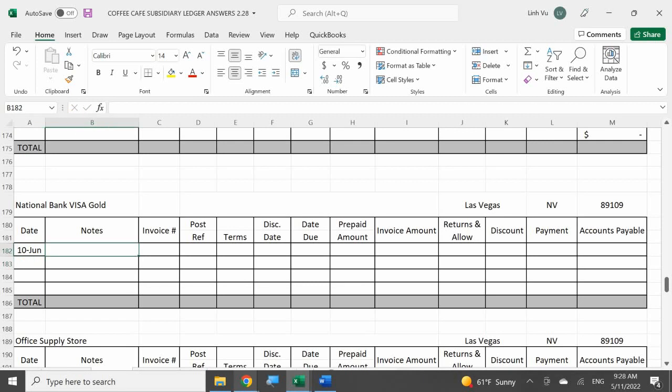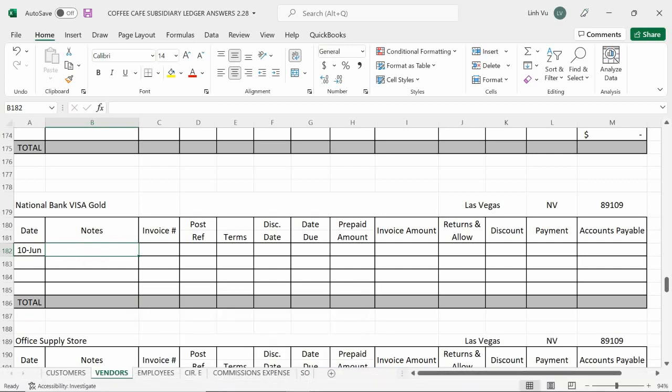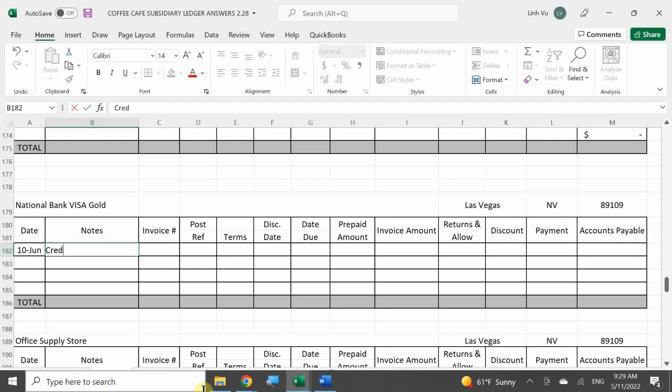Today's the 10th. Okay? You don't need to enter anything else except for this information, because we don't owe yet, since we haven't spent the money yet and you haven't received the bill yet. So all I really want you to do is just fill in the notes. In this case, what you can say here is you got a credit limit of $10,000. Okay, you're gonna get charged 18% APR, so annual percentage rate.